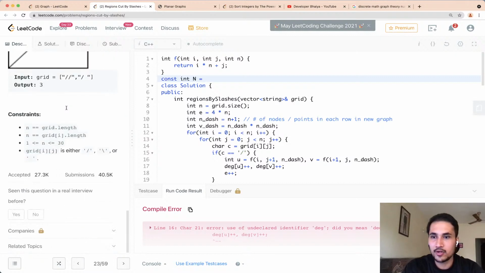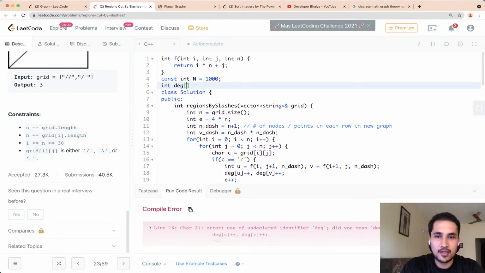So what is the constraint we have on n? It's 30. It is really very, very small. Let's basically we need something like 100. That would be fine. Oh, sorry, n square. Let's keep it at 1000. That should be enough, right? And let's have int degree n.